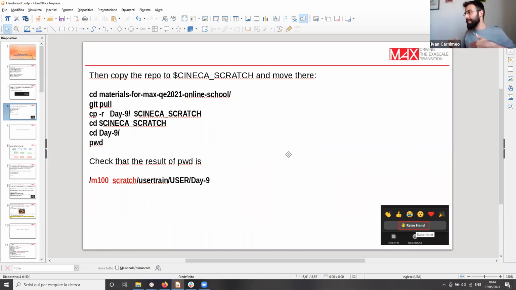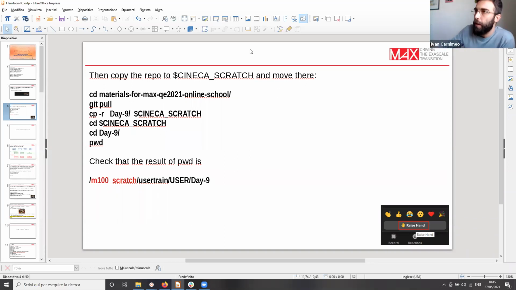There are many files, and so if you run calculations from your own directory, you will soon run out of disk storage. For this reason, the good practice is to move to the Scratch partition, run calculations from there, and then copy the important files, the output files, to the home directory again in order to save them.